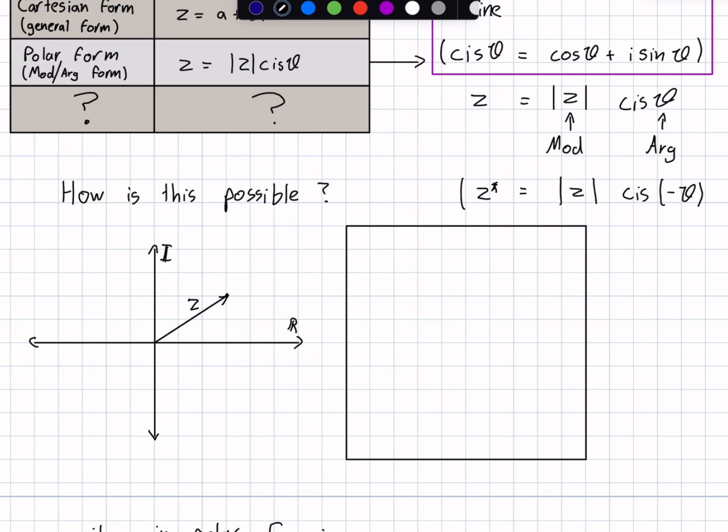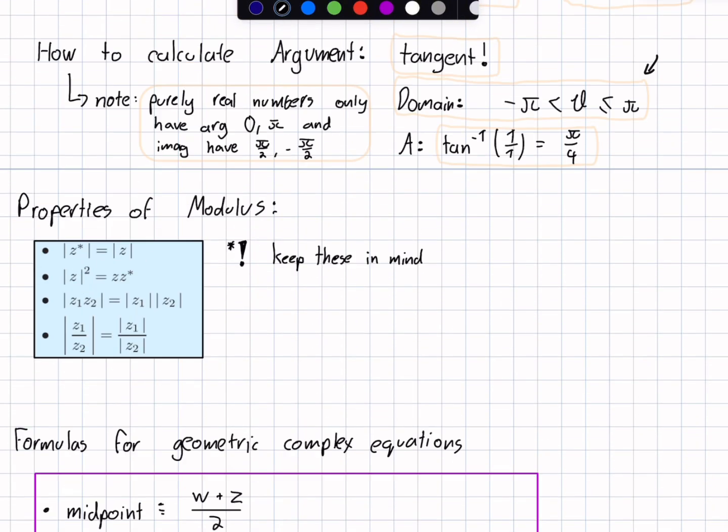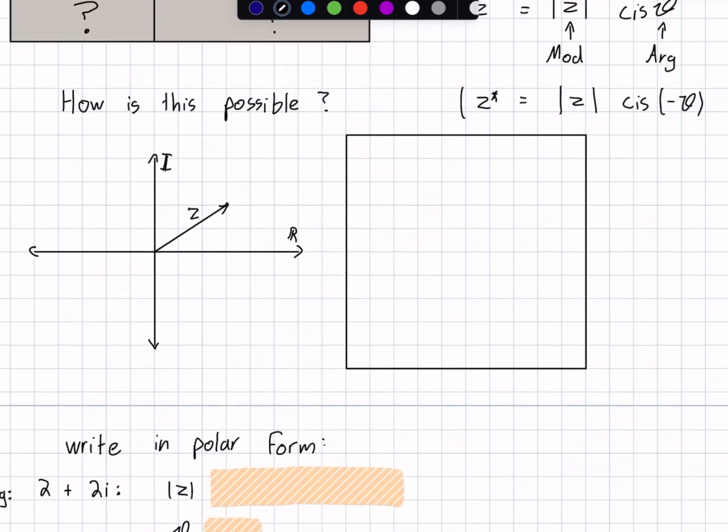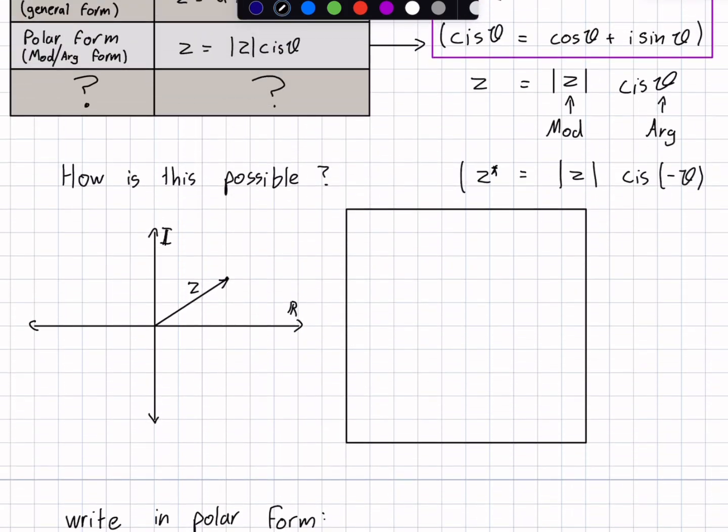Keep in mind that when you find the conjugate of the complex number z, the only thing that changes in the polar form is that its angle turns negative or switches signs.